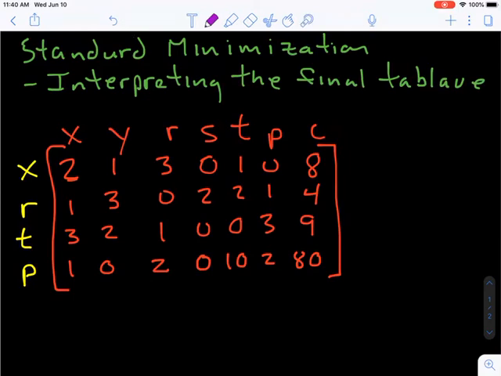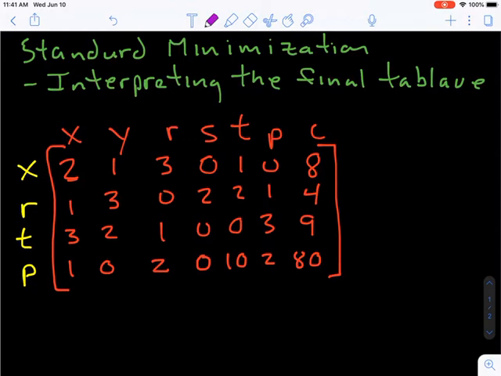In this video, I am going to look at how to interpret the final tableau for a standard minimization problem. So remember, for a standard minimization problem, the process is to create the dual problem, which will become a standard maximization problem. You then solve the standard maximization problem, and you end up with the final table. So that's where I'm going to pick up. Let's just say that this is our final table.